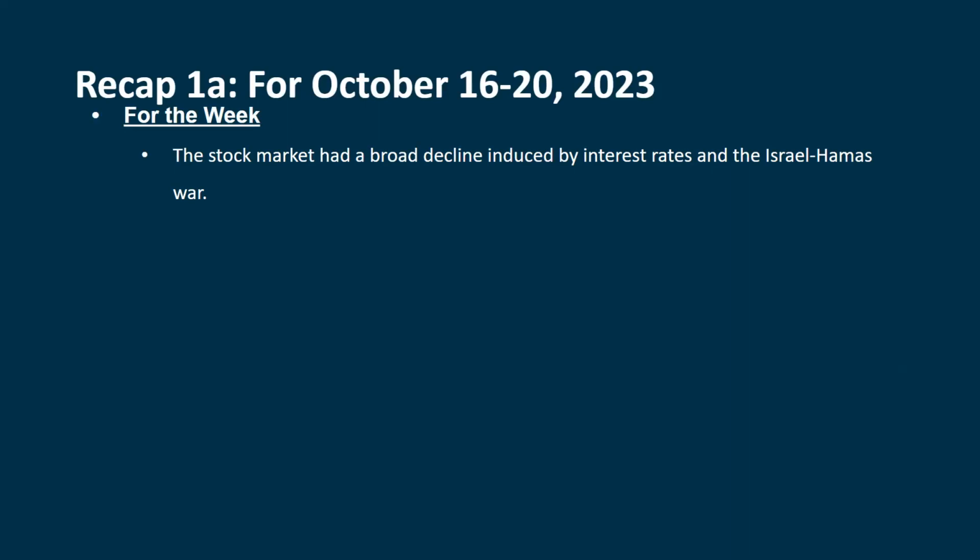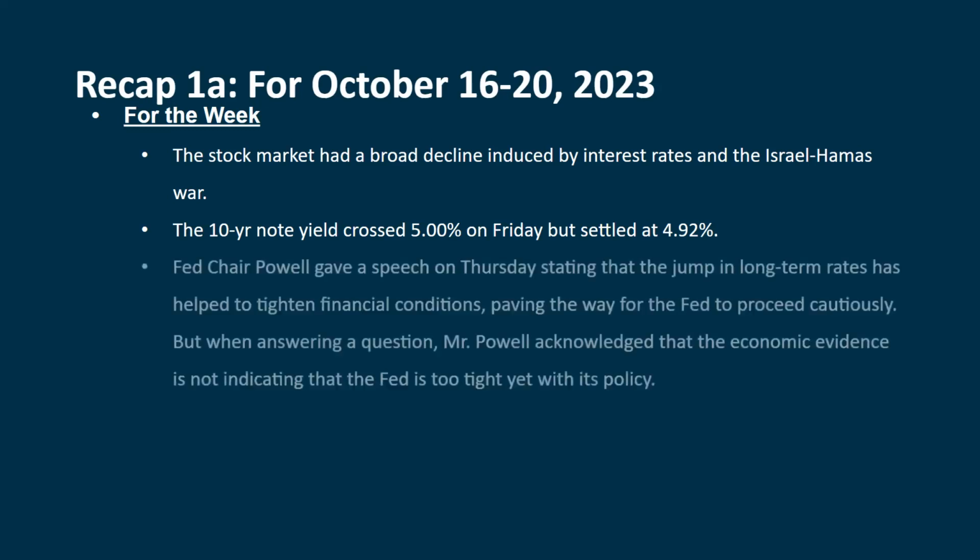You got a lot of people bailing out of the market on Friday because something can happen over the weekend like it did 2 weeks ago, and they don't want to be caught long or short if something positive or negative happens, so they just decide to get out of the market completely. The 10-year note, as I stated, did get above 5% on Friday, but then it settled down at 4.92%. Still pretty high compared to what it has been historically over the last few years.